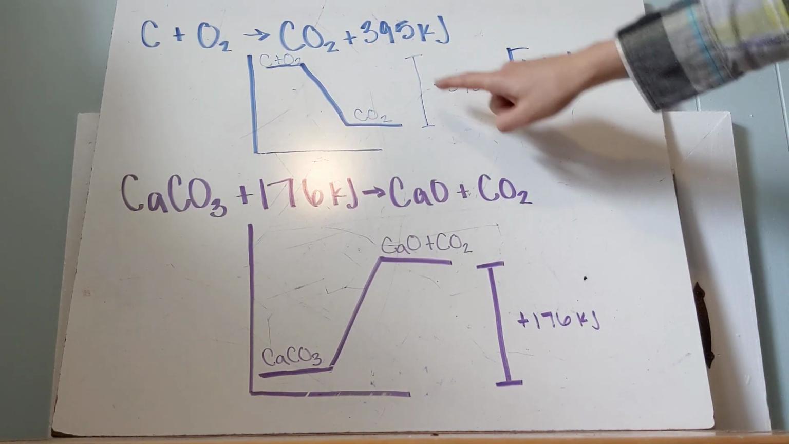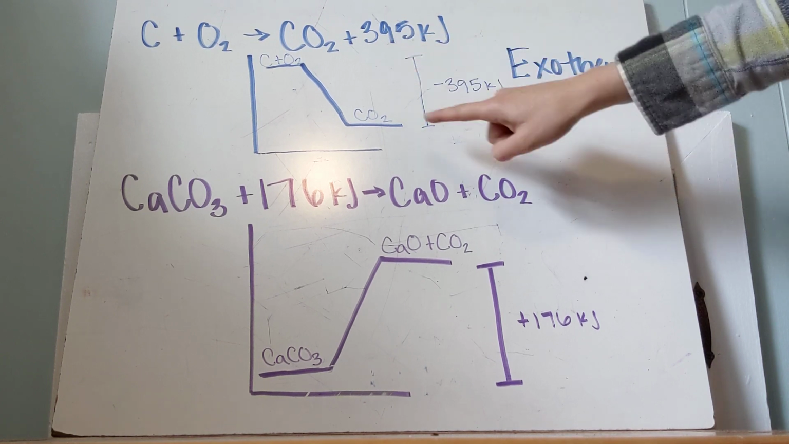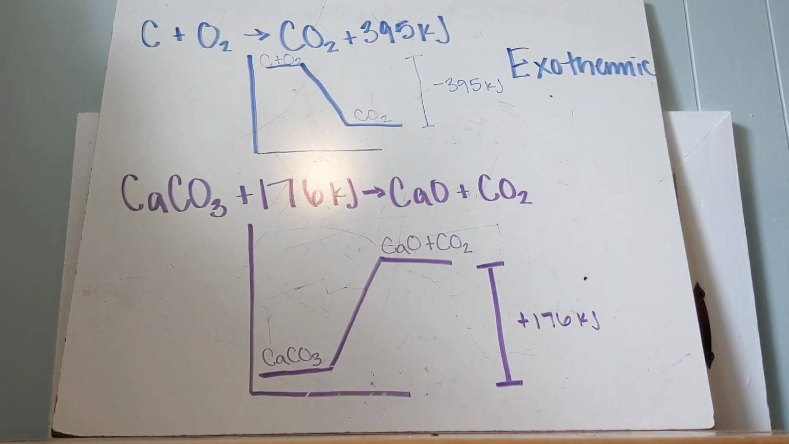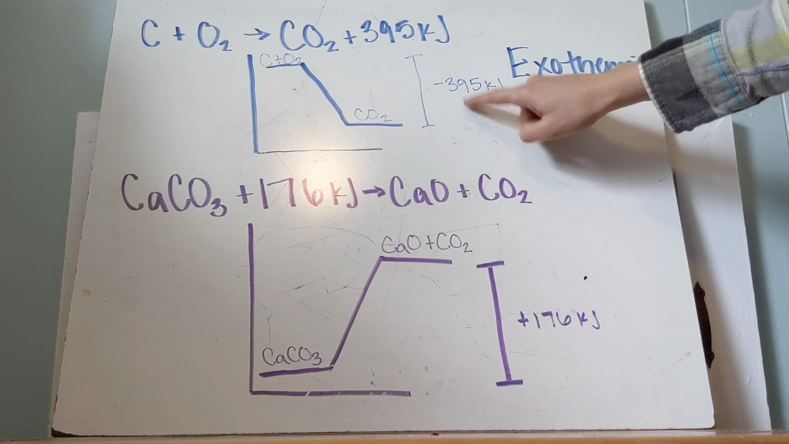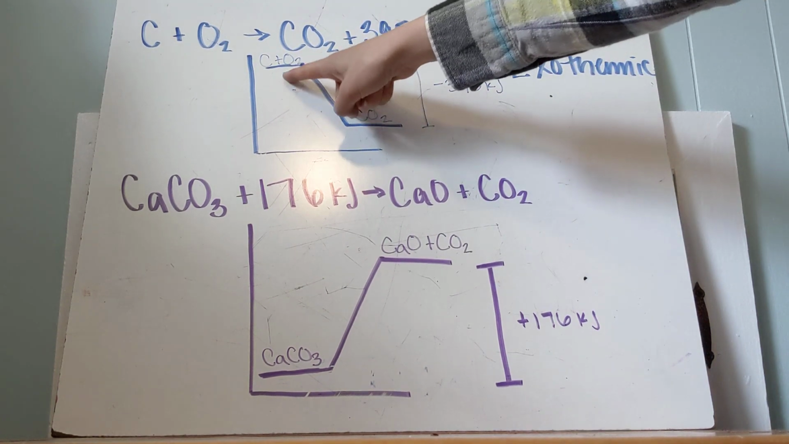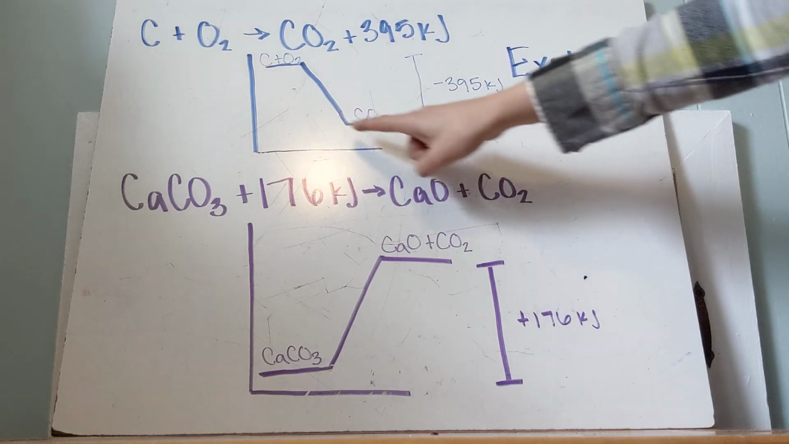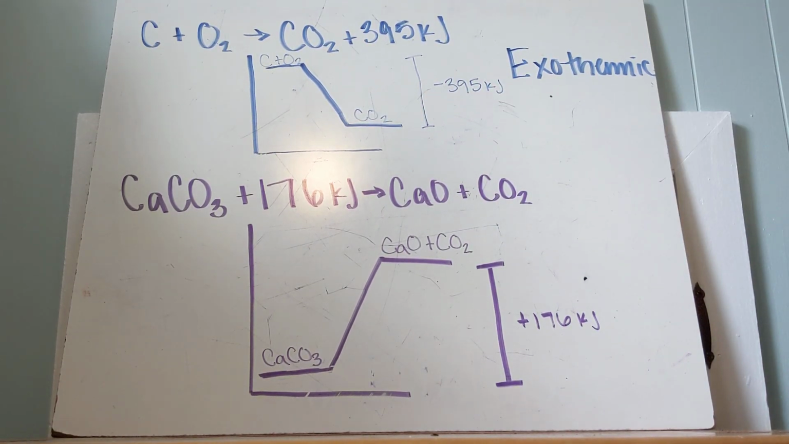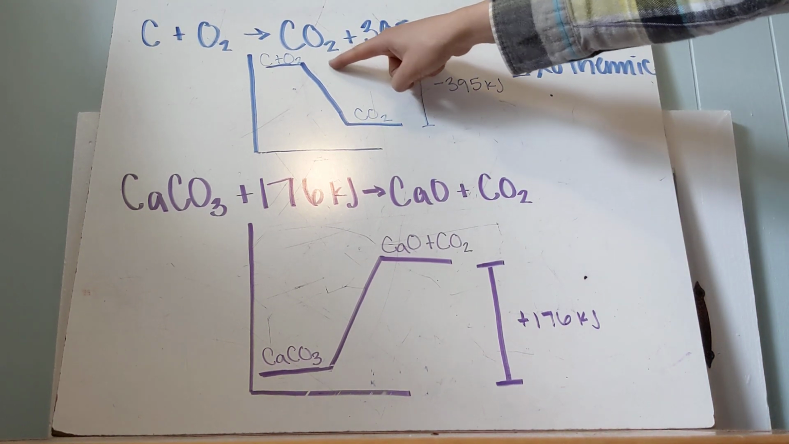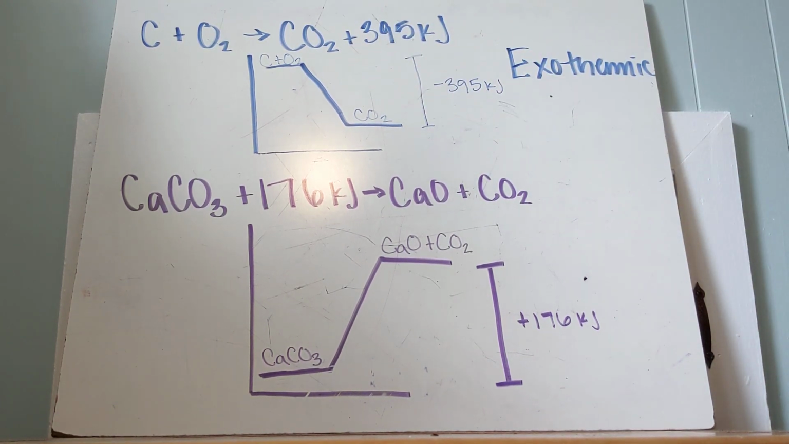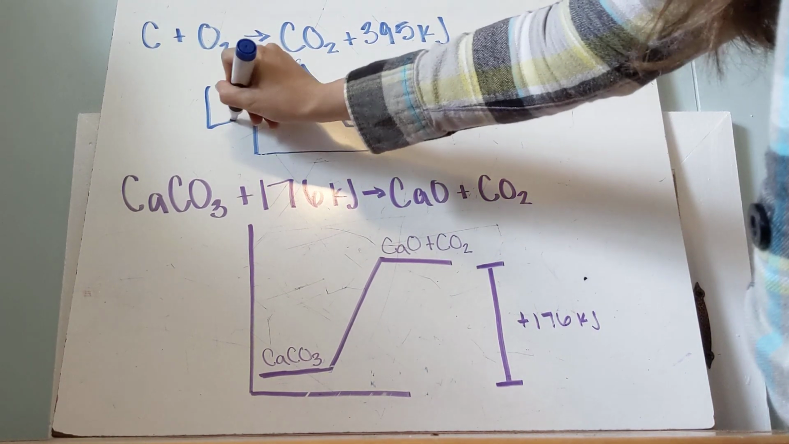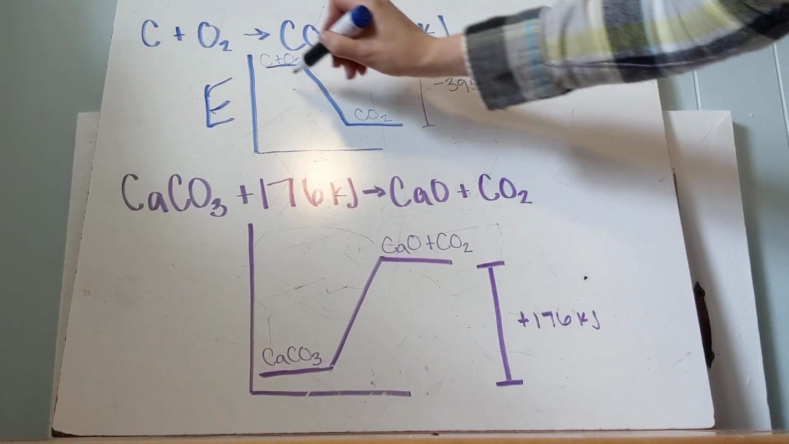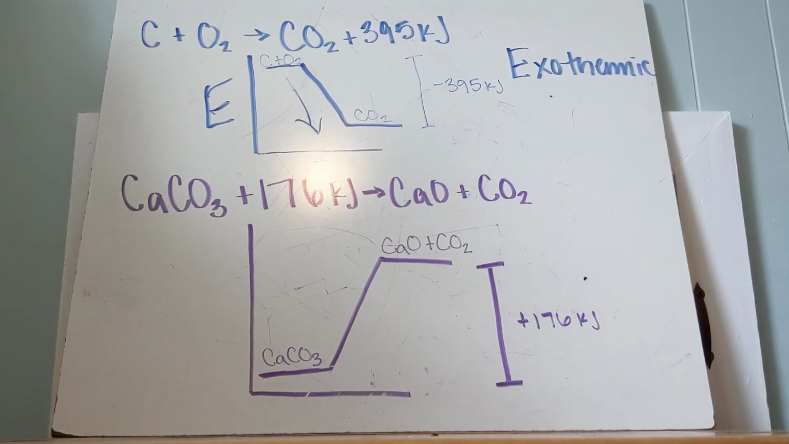You might also wonder why I have plus 395 here and minus 395 here. This is in terms of the reaction. So we started with more energy here and then we released it. Okay, so this is a minus 395. Also notice in terms of our reaction, it's going down. So we should have energy over on this side. Okay, overall, energy is going down. So this is an exothermic reaction.